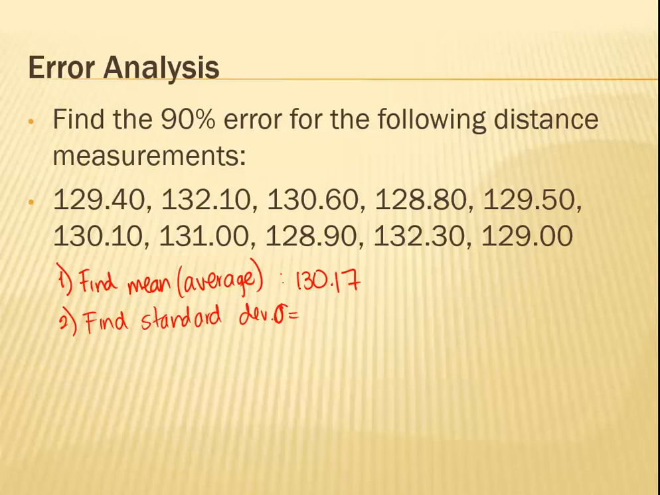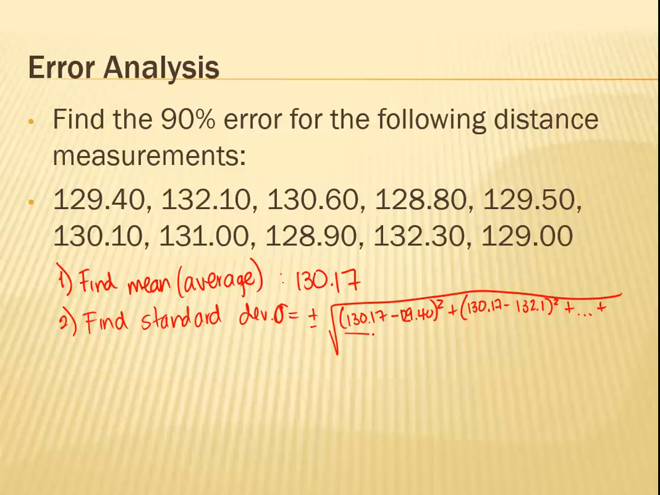So sigma is equal to plus minus the square root of, let's see, 130.17 minus 129.40 squared plus 130.17 minus 132.1 squared plus, you see what I'm doing now, right? If you do that, you're going to have 10 of these added together, then divided by n minus 1, which is 10 minus 1 equals 9. And then whatever number you get, you take the square root of that.